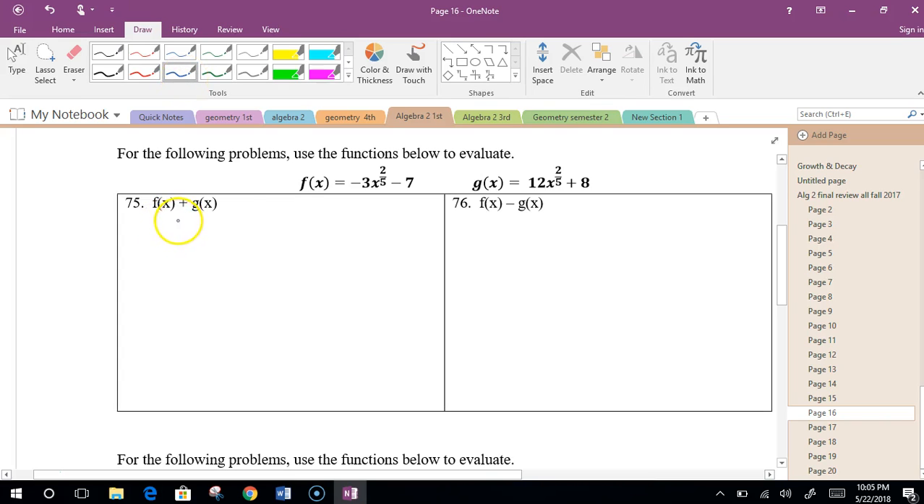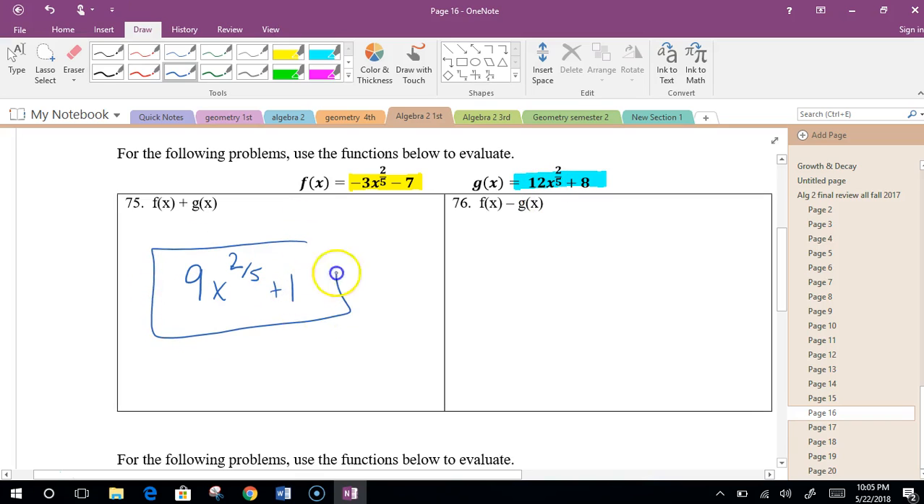So in here, if we're being asked to add this equation to this equation, the exponents aren't going to change any. All we're doing is adding whole numbers. So negative 3 plus 12 is going to give us 9x to the 2/5, sorry, looking at the wrong number there. And negative 7 plus 8 is plus 1. There's my answer.